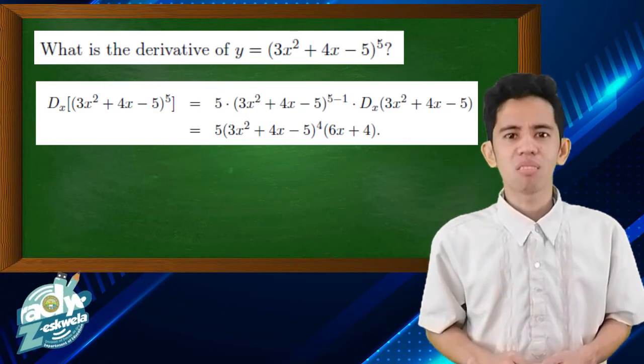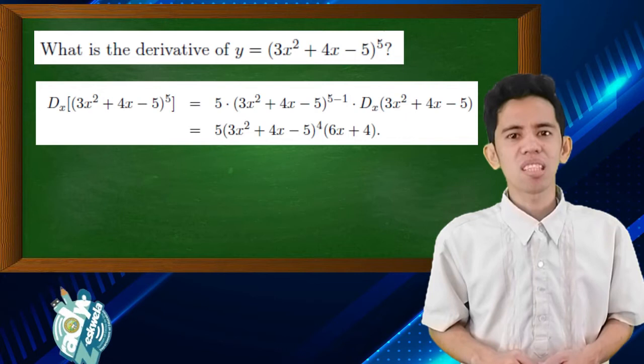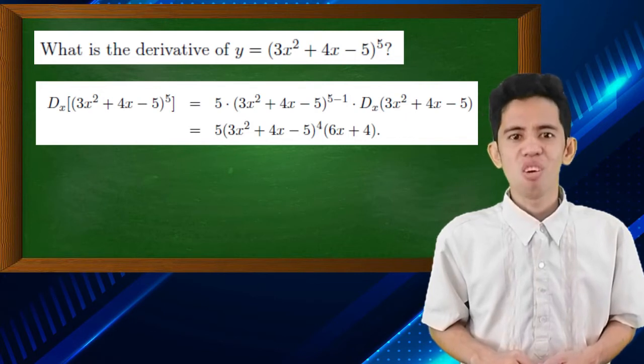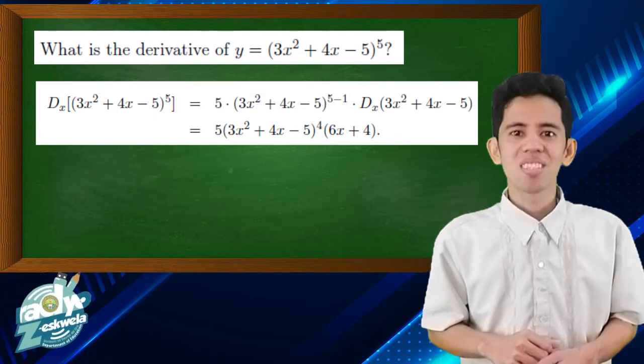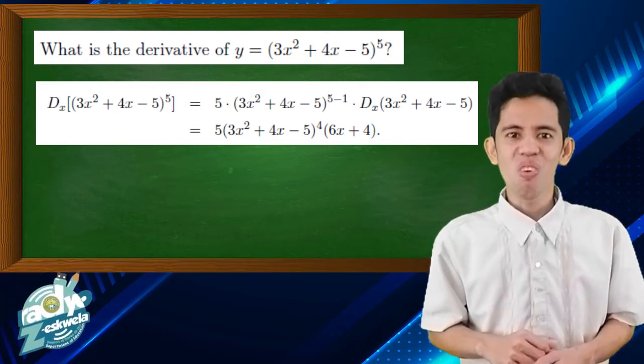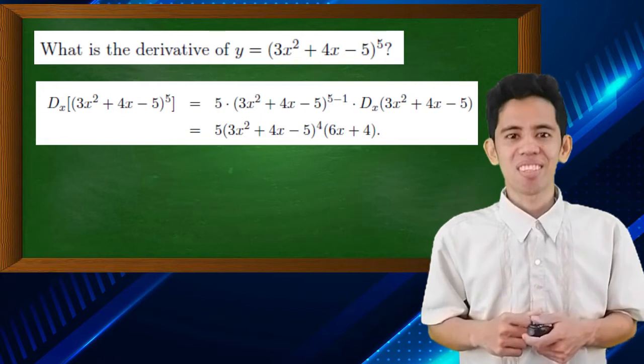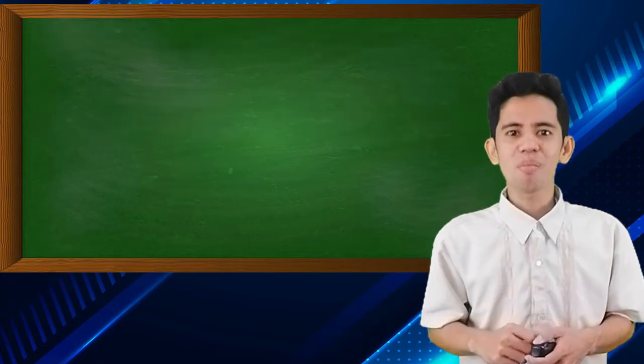Simplify, and we have 5 times quantity 3x squared plus 4x minus 5 times 6x plus 4. You're doing great. Let's have more examples.